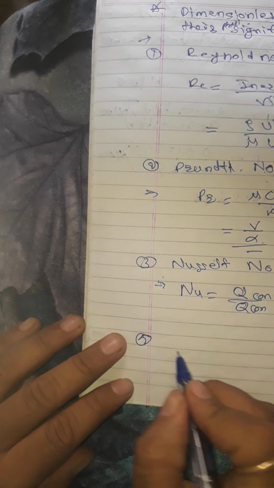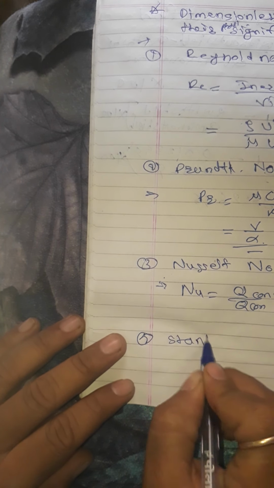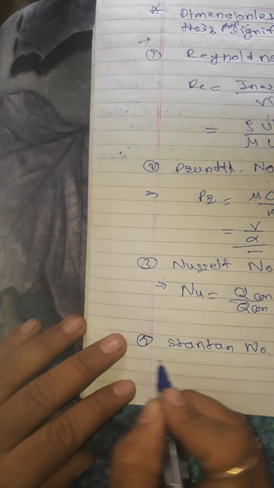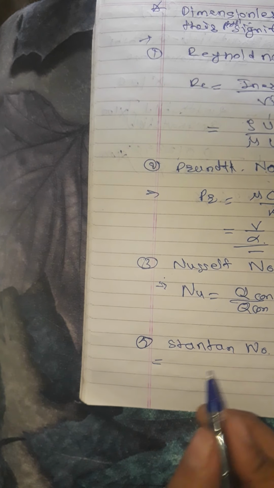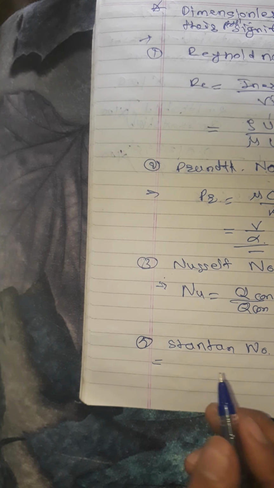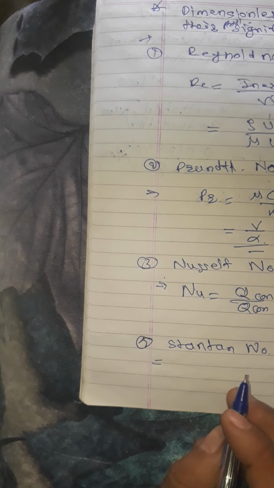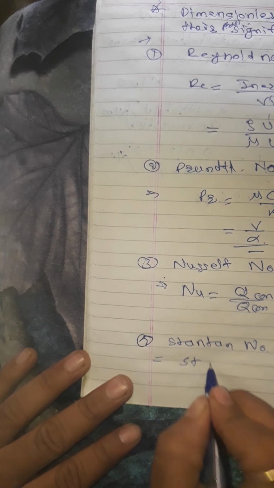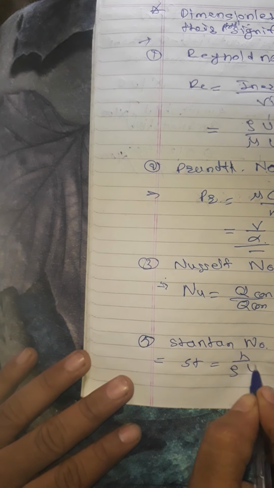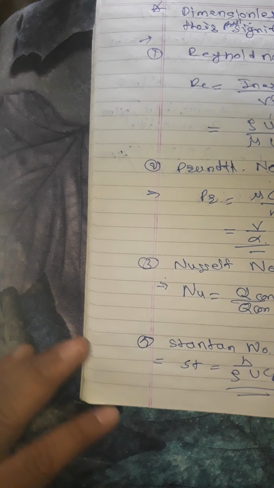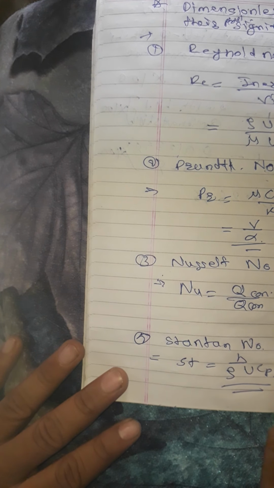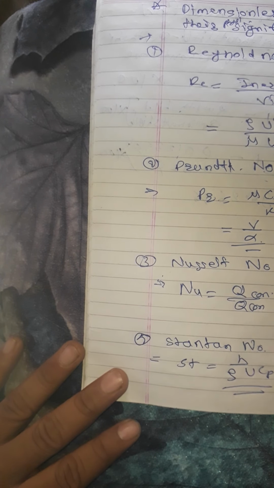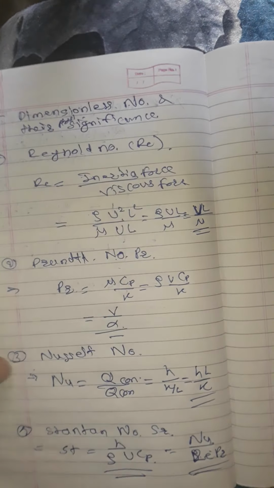Fourth is Stanton number, that is St. It is the ratio of the heat transfer coefficient to the flow of heat per unit temperature rise due to the velocity of the fluid. So St is equal to h by rho u Cp, which we can write as Nusselt number divided by Re into Pr. This is the equation.